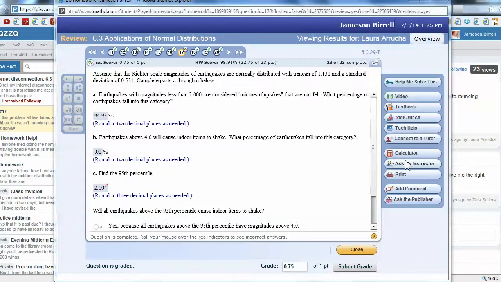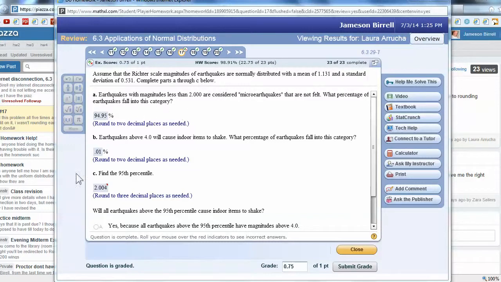Okay, so I want to see if I could show you one way of doing this. This is section 6.3, number 17. Assume that the Richter scale magnitudes of earthquakes are normally distributed with a mean of 1.131 and a standard deviation of 0.531. Complete the parts A through C below.